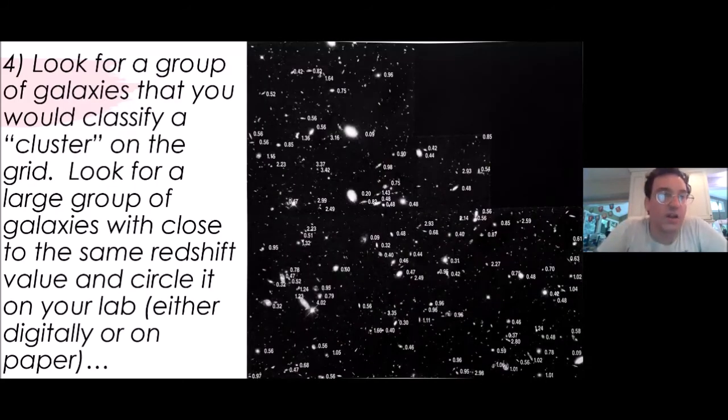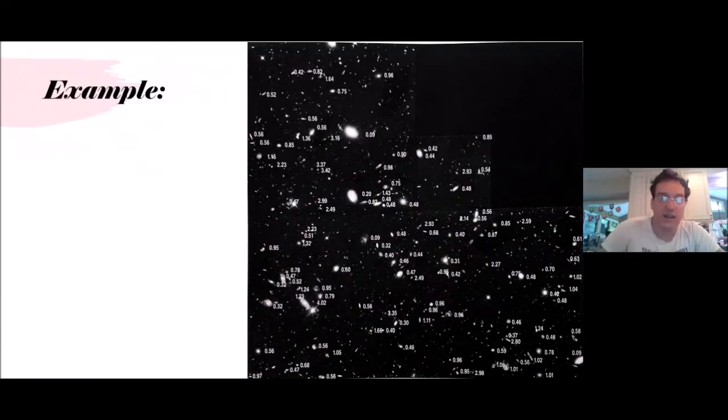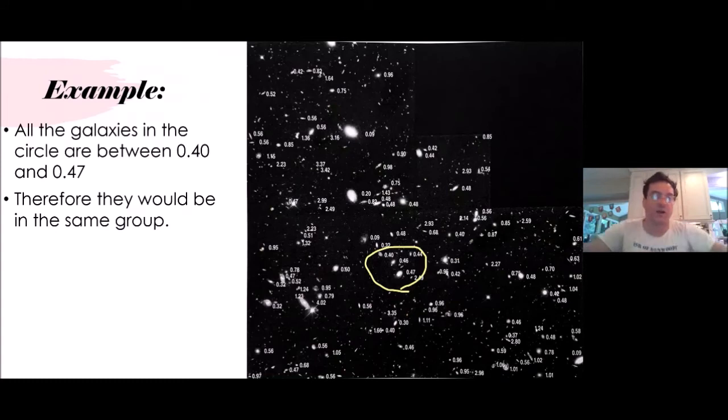All right, so the next question is to look for a group of galaxies that you would classify as a cluster on the grid. Look for a large group of galaxies with close to the same redshift value and circle it. You can do it either digitally or on paper. I gave an example. I found these groupings right here that were between 0.4 to 0.47.